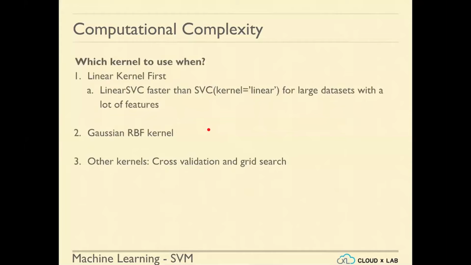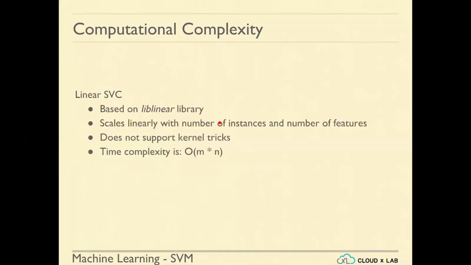There are a little bit more implementation related things. First of all, we give a try to linear kernel first, then we do Gaussian RBF kernel, and for other things like polynomial and so on, we do the cross-validation grid search, and that helps us either in fine-tuning the parameters or figuring out a better kernel. Because the way we came up with RBF, quite a few kernels have come up.